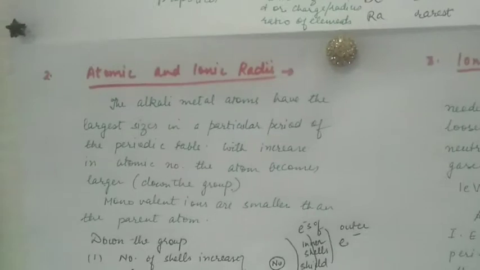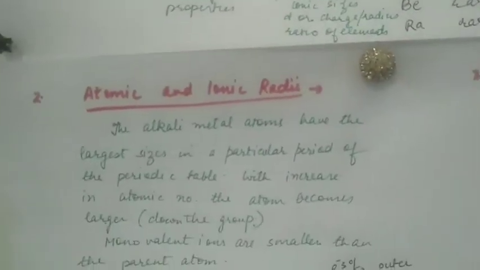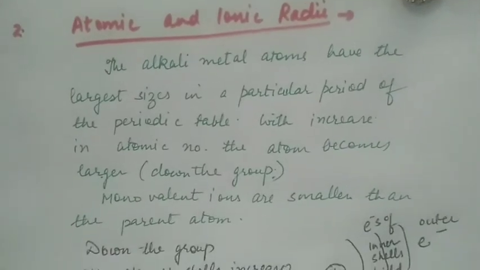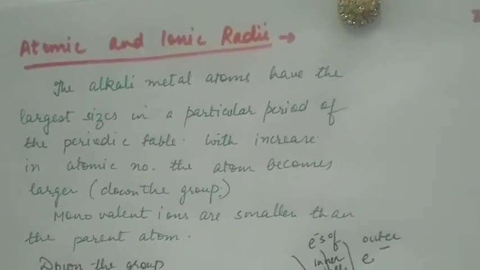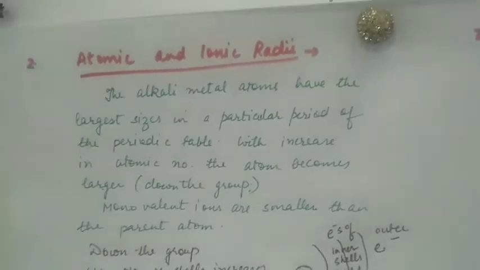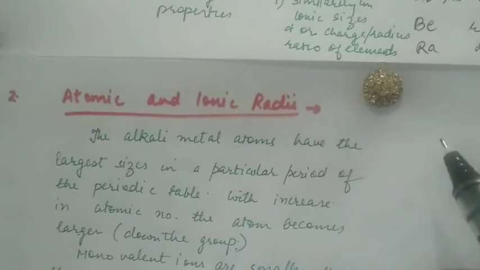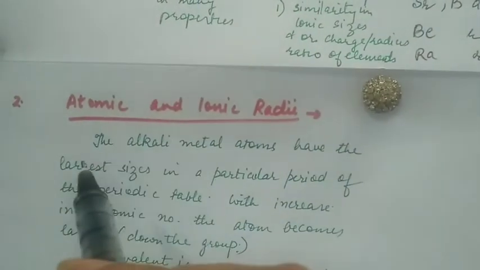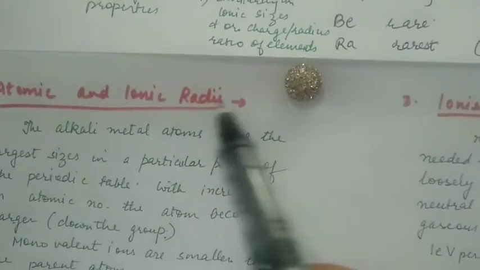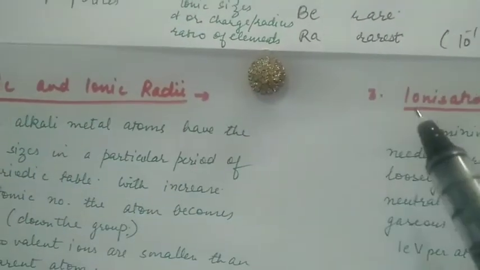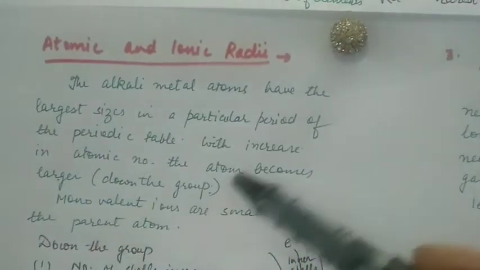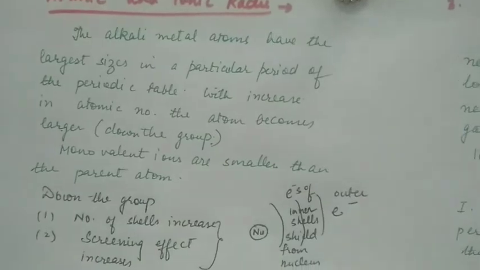Then after electronic configuration, the next property of alkali metals is atomic and ionic radii. Alkali metals have the largest size in a particular period of the periodic table. As we move from left to right in a period, the alkali metal will have the largest size. As the atomic number increases in a period, the size decreases, and down the group, with increase in atomic number, the atom becomes larger.